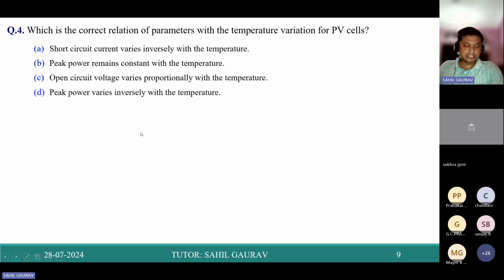Now, the next problem is: which is the correct relation of parameters with the temperature variation for a PV cell? This is a similar type of problem to the previous one, and the options are: A, short circuit current varies inversely with the temperature; B, peak power remains constant with the temperature; C, open circuit voltage varies proportionally with the temperature; and D, peak power varies inversely with the temperature.